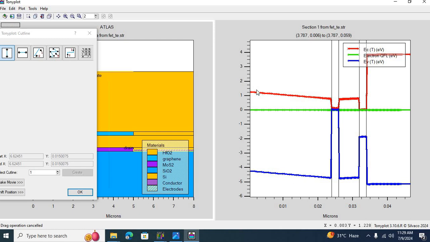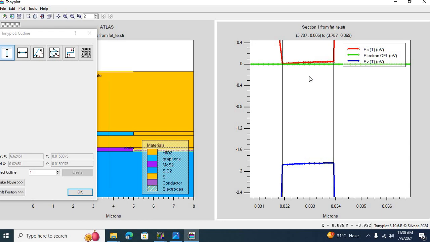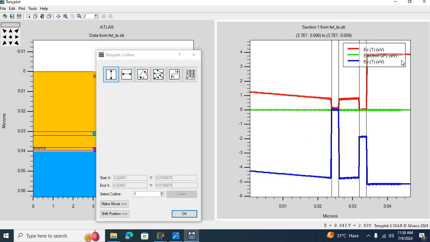As you can see, the band gap of hafnium oxide is approximately 5.5 electron volts. Similarly, the band gap of graphene is negligible. This region is also based on hafnium oxide. Here is my molybdenum sulfide region with a band gap of approximately 1.89 electron volts. And then on the right side over here we have the silicon dioxide part of the substrate region.